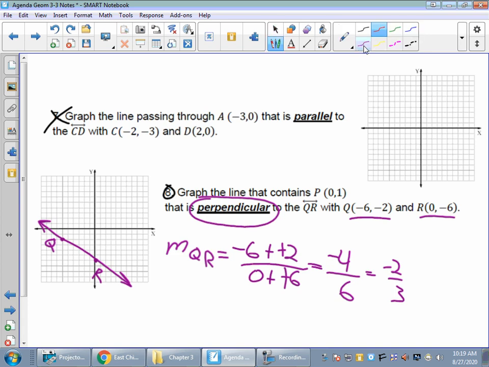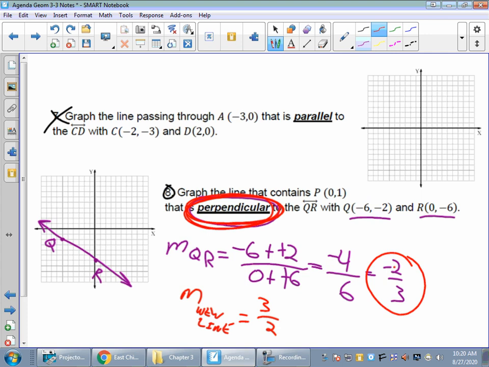Okay, so now here's the tricky part. Because I know that it has to be perpendicular, then I know that the slope of the new line has to be the opposite reciprocal. So my slope of my new line that I'm putting in there has to be the opposite reciprocal of this one. So the opposite will make it positive, and the reciprocal is going to make it 3/2. So I know my new line has a slope of 3/2. I also know that it includes the point (0, 1). So if I put (0, 1) here as point P, then I know I can use this slope.